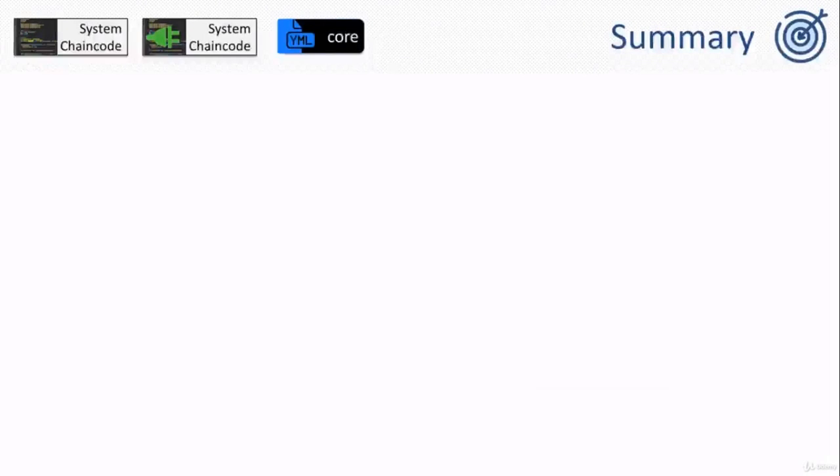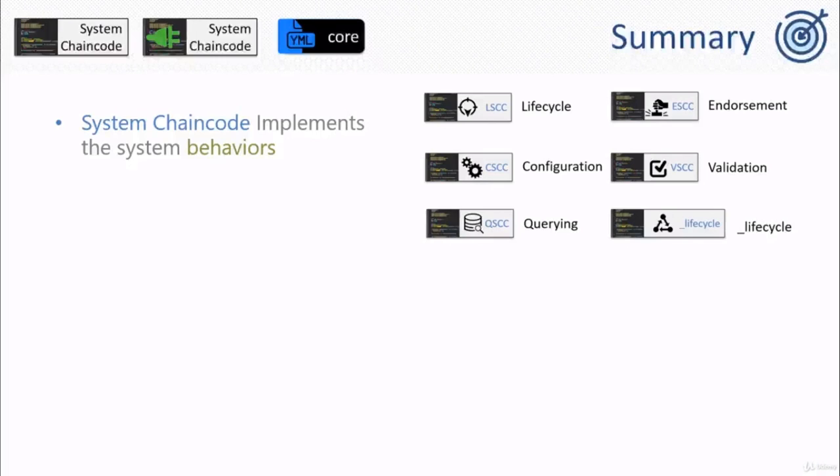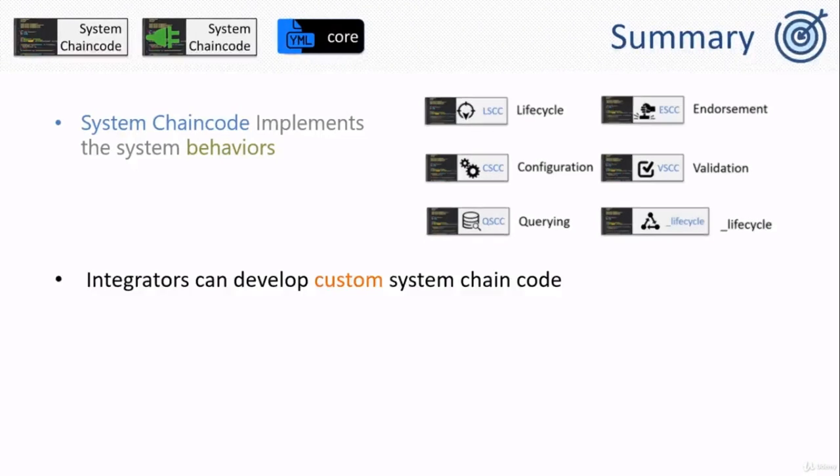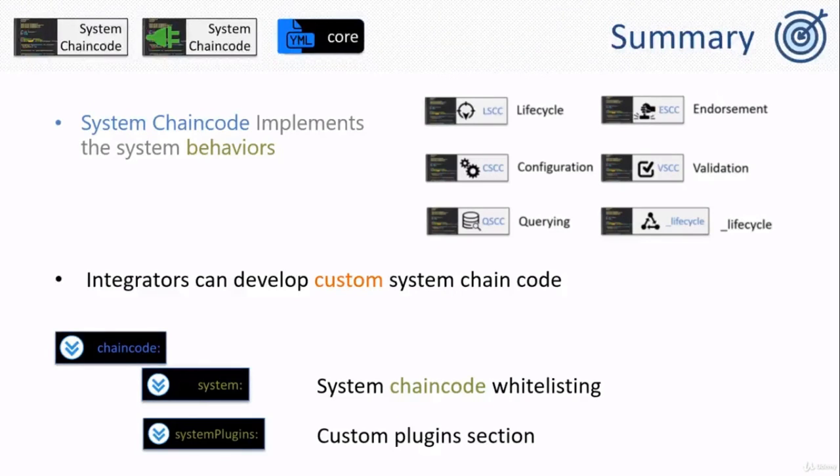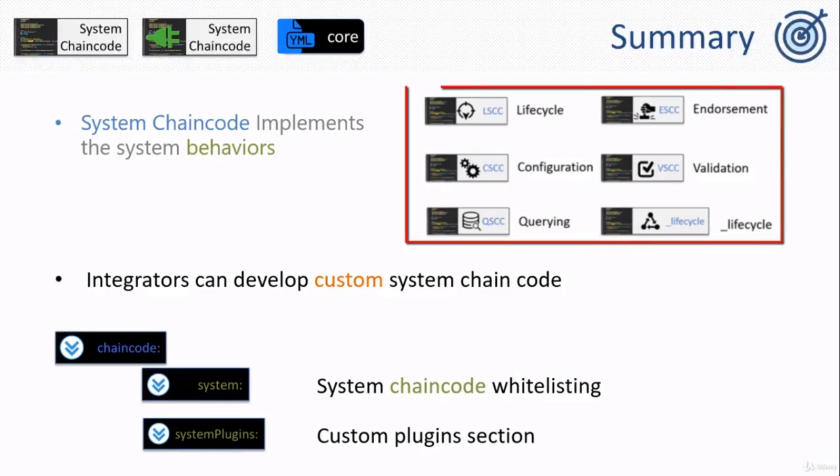Let's summarize. In this lecture, I provided you an overview of the system chain code and system chain code plugins. The system chain code implements the system behaviors. By default, there are 6 system chain codes. Integrators can develop custom system chain codes. Whitelisting for the system chain code and the custom system chain code needs to be carried out under the subsection system under chain code. Plugins that the integrator develops are declared under the system plugins subsection. In the next few lectures, I'll go over the details of these system chain codes.